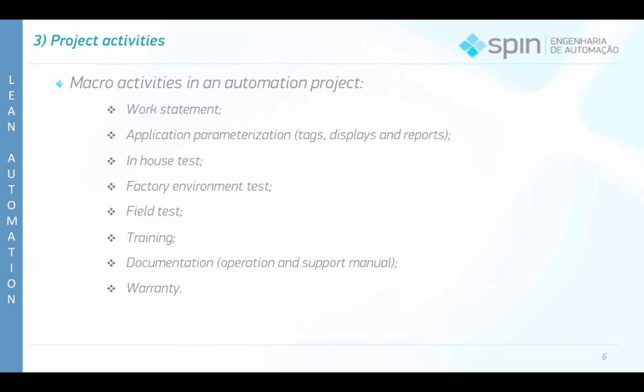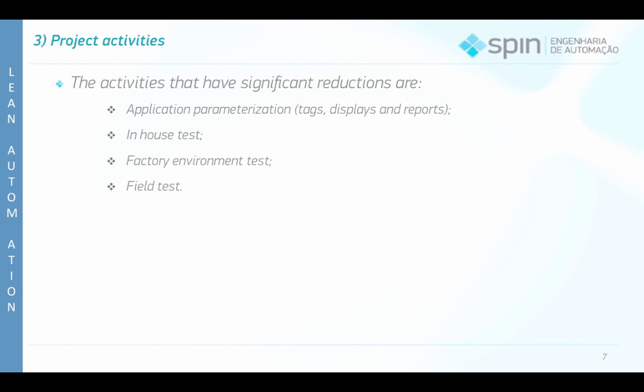One takes place in a laboratory environment to check whether the parameterization has occurred as expected. The following is the factory environment test, when we deal with the real panels of the application versus the configured software. And finally, the field test, with everything in place to ensure that there are no errors. To complete the integration, teams need to be trained, documentation relating to the operation and maintenance must be registered, and the service guaranteed. With lean automation, Spin is able to act directly on the phases of setting parameters and tests, which are the most critical of any project.